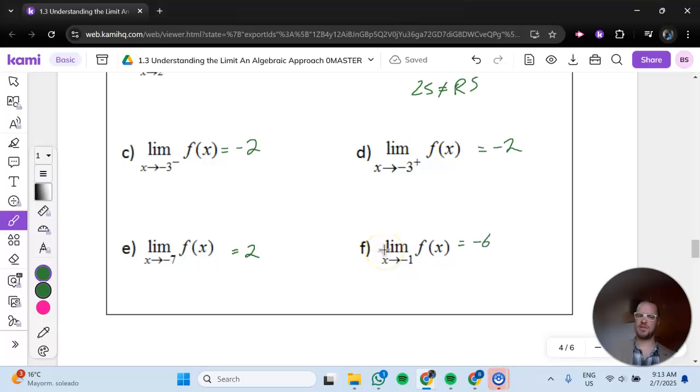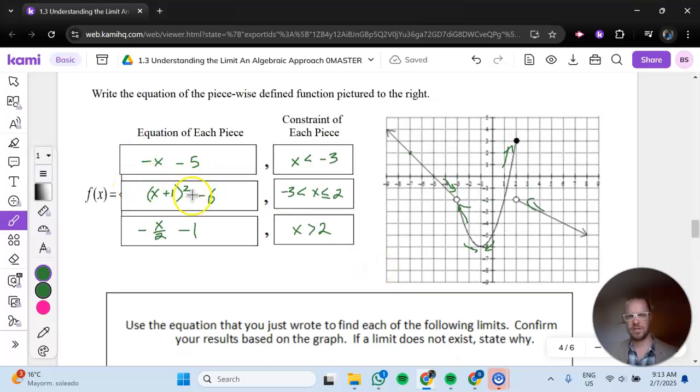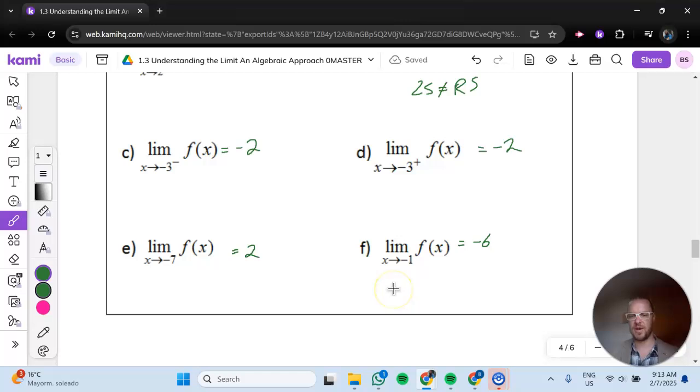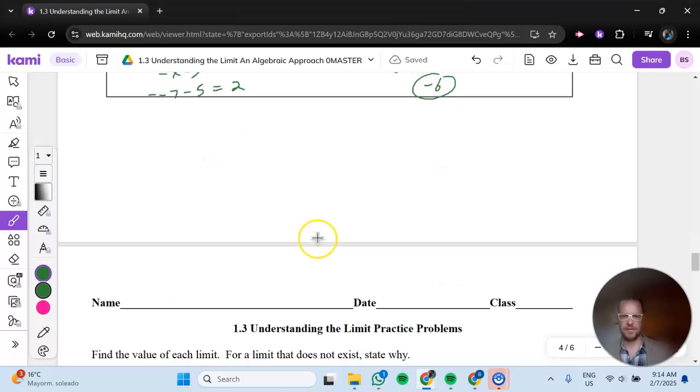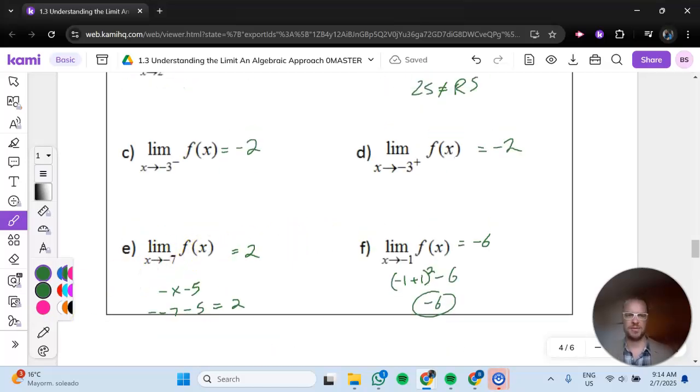Technically it said let's use the equation, so let's use it real quick on that one. If I use that middle equation, x plus 1 squared minus 6, it's going to be negative 1 plus 1 squared minus 6. This is 0, and so I get minus 6. Same thing over here, negative x minus 5: negative negative 7 minus 5 is going to give me 2, because that's positive 7. All right, guys, that'll be it. Go ahead and do those practice problems, and I'll see you for the next one.